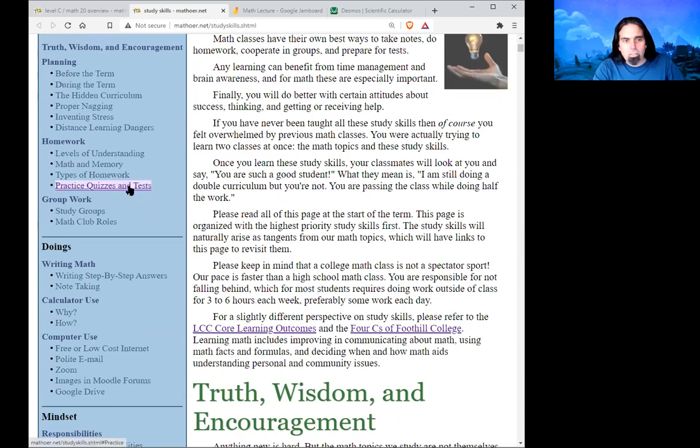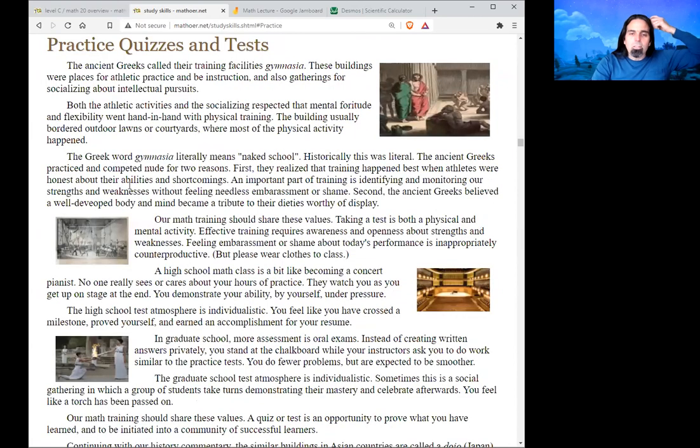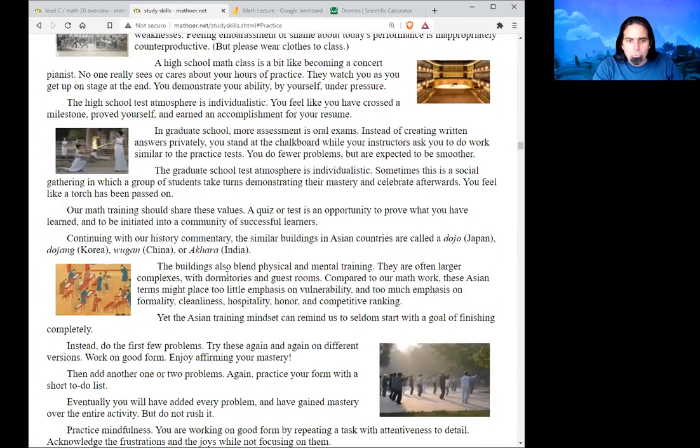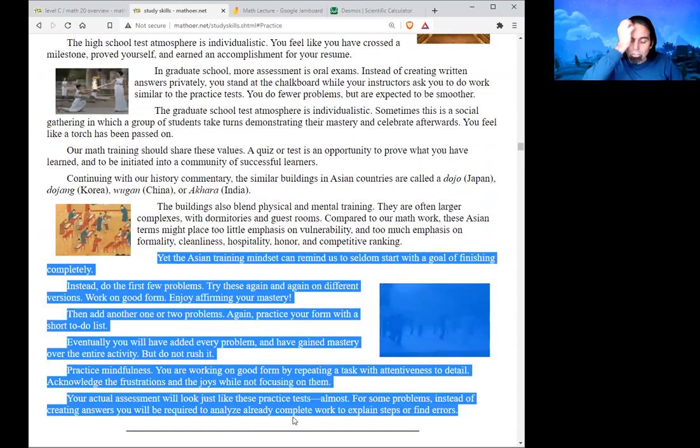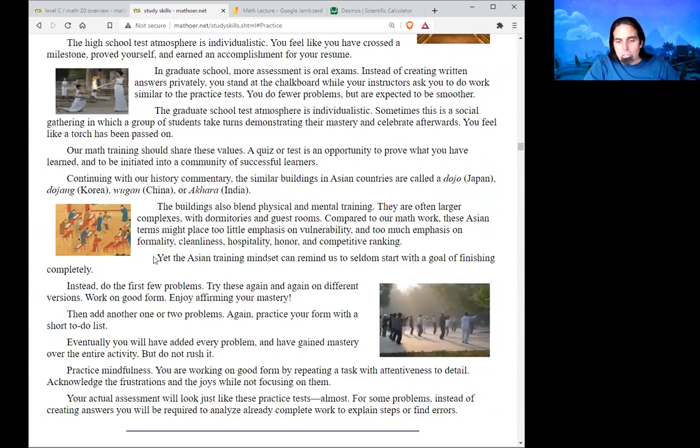Practice quizzes and tests. So you can read this later on your own, but what I want to do is this part. So has anyone ever learned either a Tai Chi form or some other martial art where everyone stands and copies the sequence of moves that the instructor does?